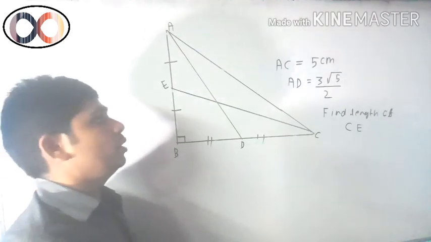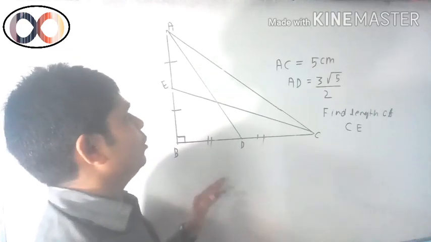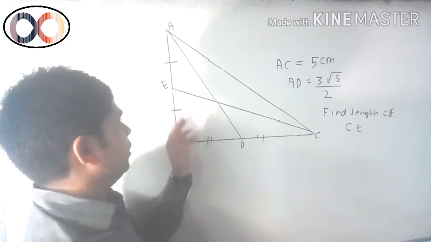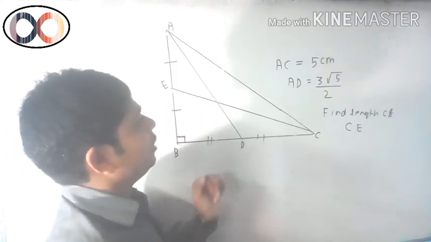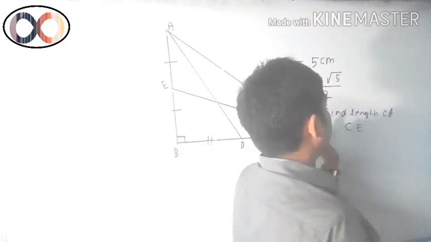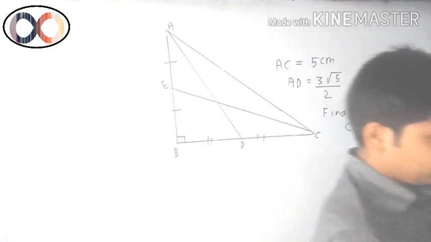Then I will upload one video for these questions. Okay, so this is the triangle, B is the right angle, CE is the median, AD is the median, and this is the data: AC is 5 centimeters, AD equals 3 root 5 by 2 centimeters. Find the length of CE.